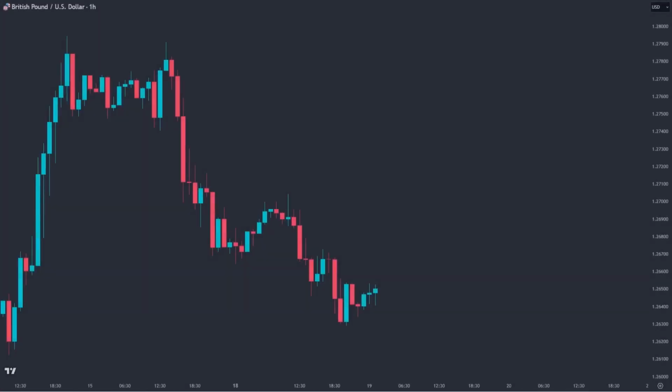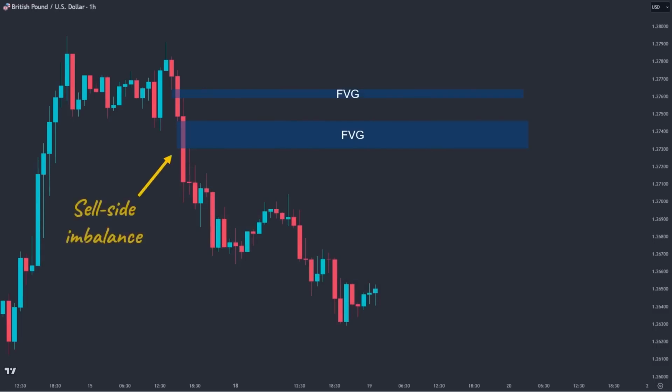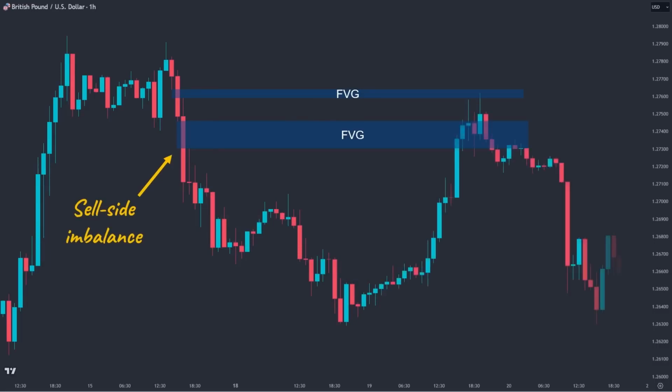If you are a smart money trader, identifying the fair value gap should be one of the first things you do when you open the trading chart, and your eyes must jump right to it. But why do we even need to identify fair value gap areas on the chart? The fair value gap tells us that big players have participated in the market and impacted the price. The market usually comes back to these spots to grab any leftover orders, which might give us a trading opportunity, but only if there are still orders left.